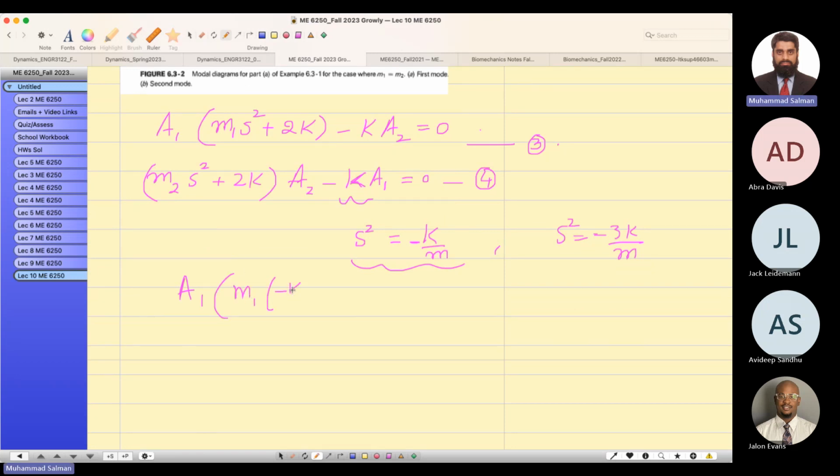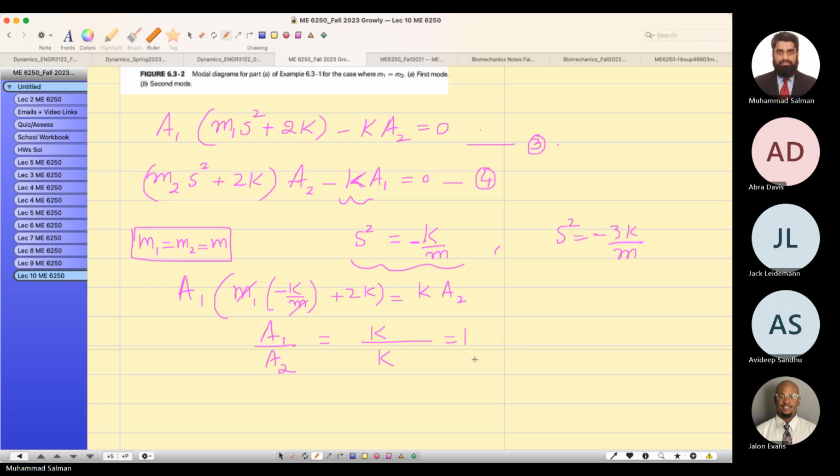M1 times negative k over m. M1 and m are the same because it is in the question, assume in part A both masses are the same, and then plus 2k equals k A2. Agreed? So I'm interested in A2 over A1 or A1 over A2. What is A1 over A2? K over m is cancelled by this m. 2k minus k is k. It is 1. Do you agree?